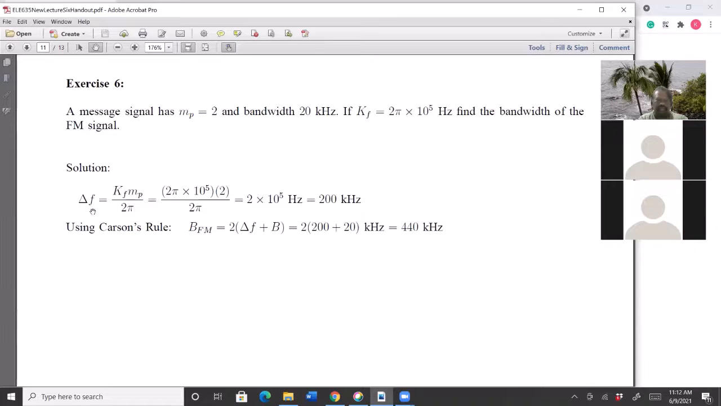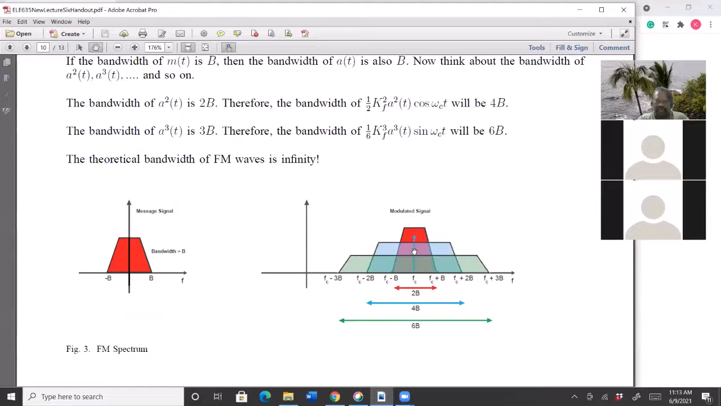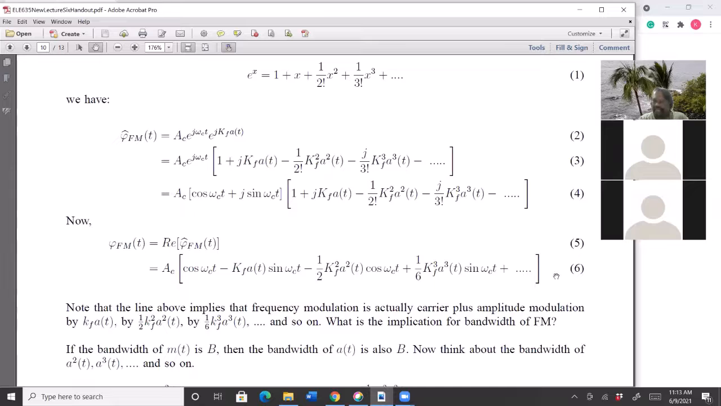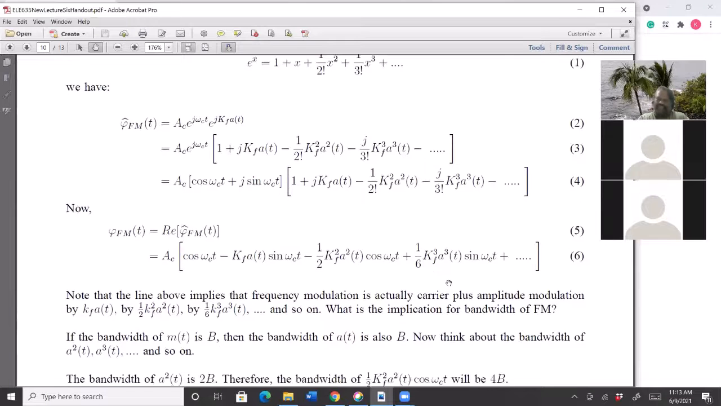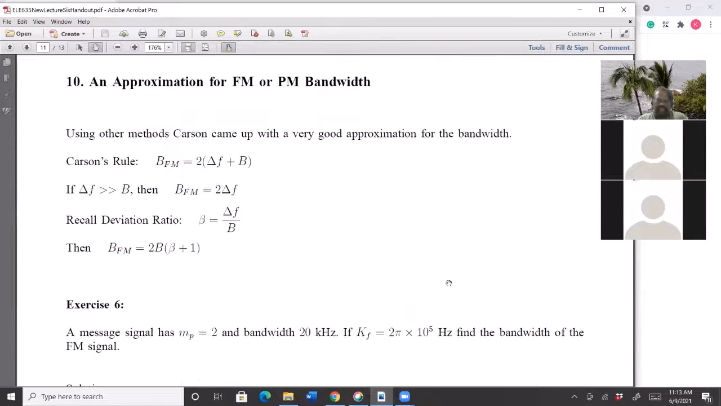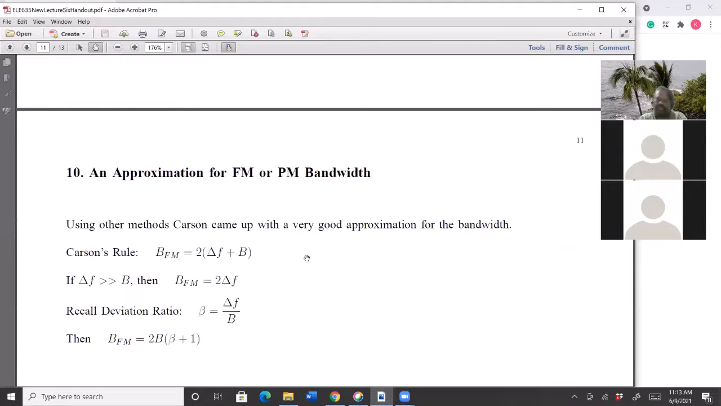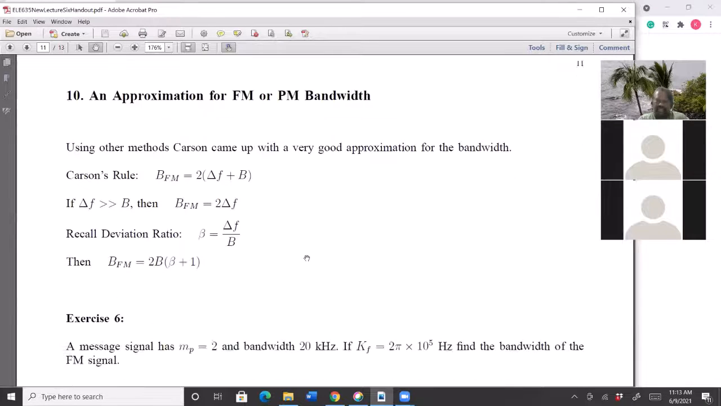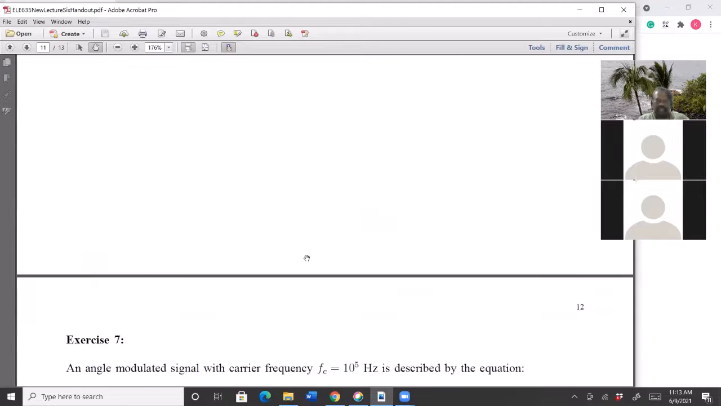So I first calculate the maximum frequency deviation using the formula I gave you before. Once I have that, I use Carson's rule to estimate the bandwidth. So please remember, FM bandwidth cannot be calculated exactly because you have to plug in this and you never know when you can ignore it. Okay, you need to do a lot of calculation. We don't have time for that. Instead, we often use this method, Carson's formula. But you have to remember, it is an estimate. It's not an exact value, not exactly the correct number. Okay, so what else is here?